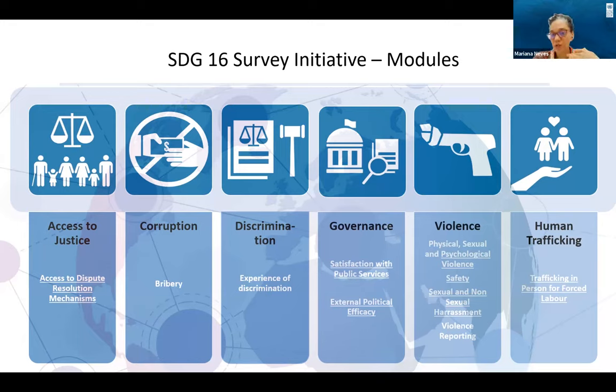So you already have elements that were mentioned before. It will measure physical violence, sexual violence, and psychological violence, the psychological violence being a very new part of it. It will measure safety, sexual and non-sexual harassment, and violence reporting. And we also have a last module on human trafficking.